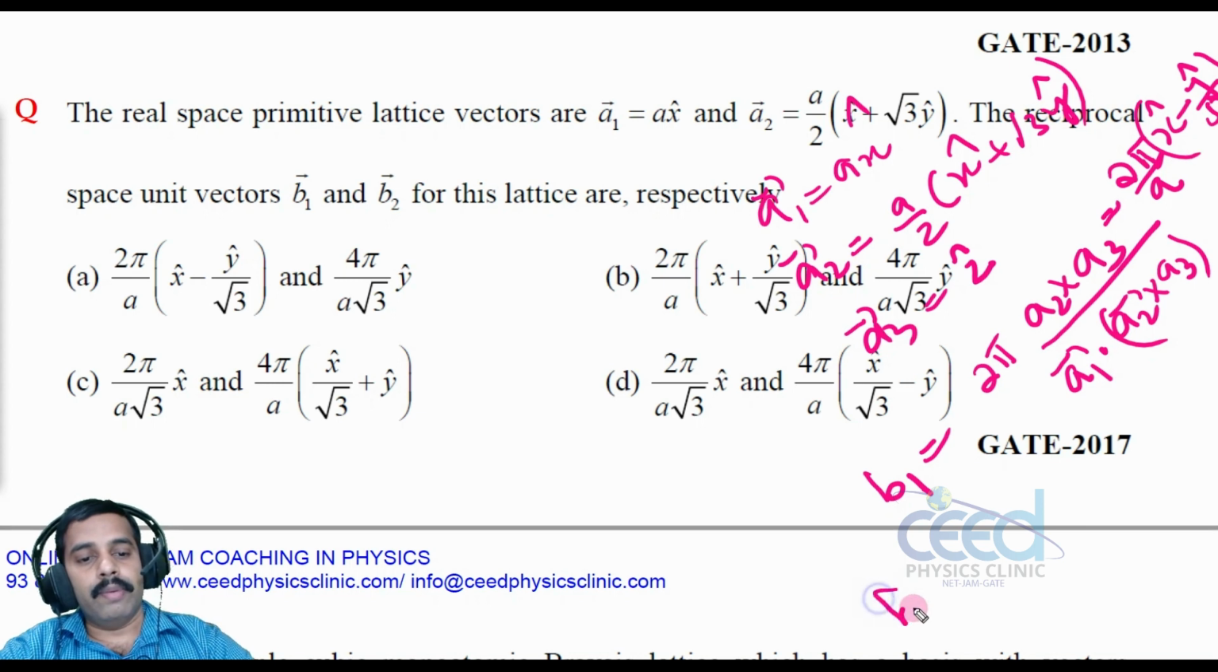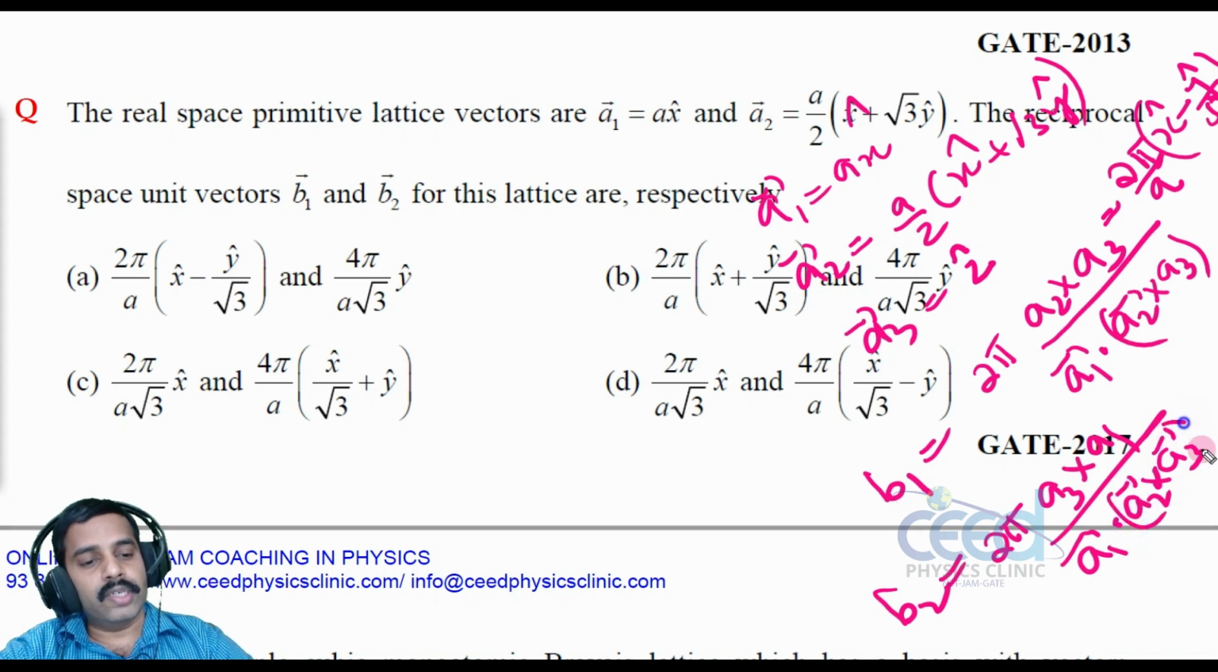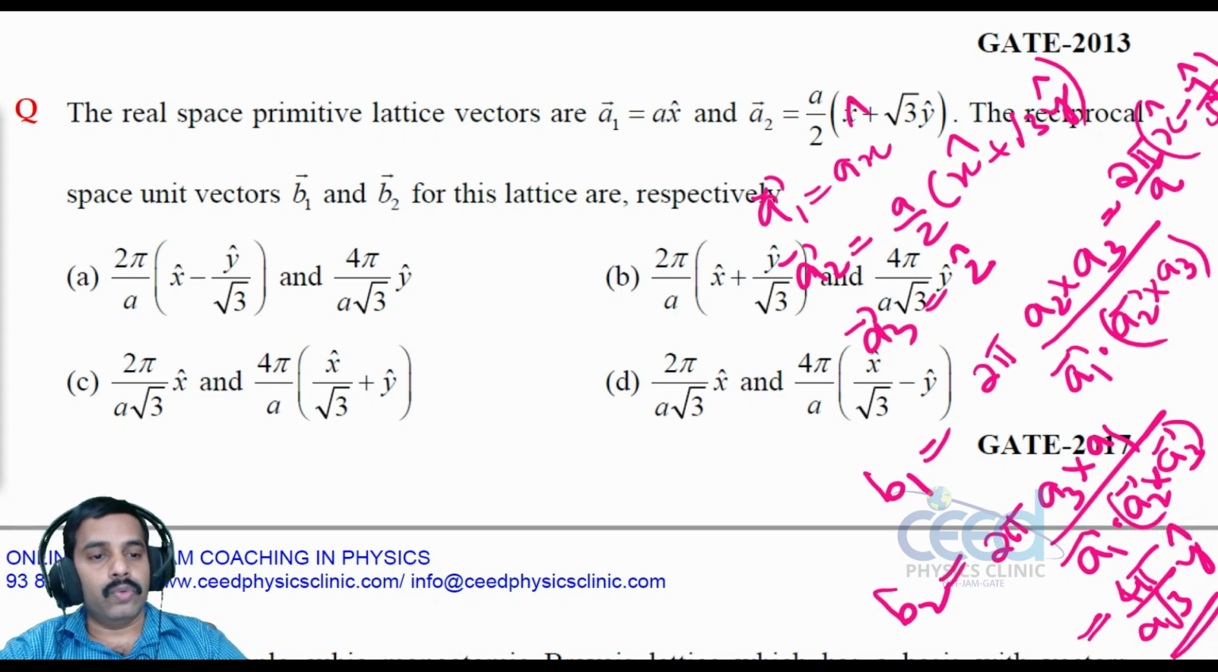All right. And b2, the second reciprocal lattice vector, is 2 pi into a3 cross a1 divided by a1 dot a2 cross a3. So by definition we have studied all these expressions, right? You need to substitute these values and then find the cross product, right? All right. So when you solve this, you will get 4 pi divided by a root 3 y cap. All right. So which is the option? Option A is the correct answer. All right.